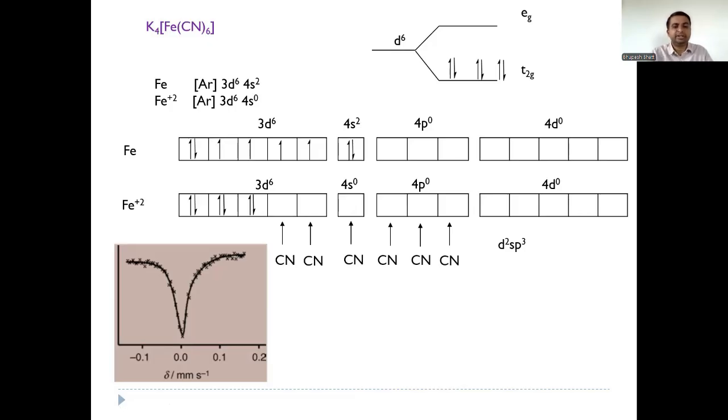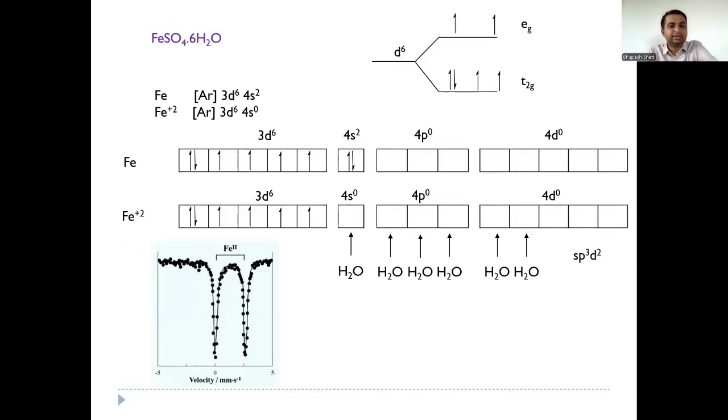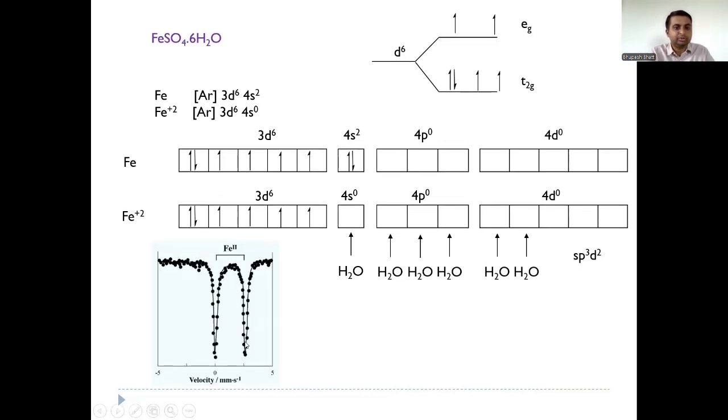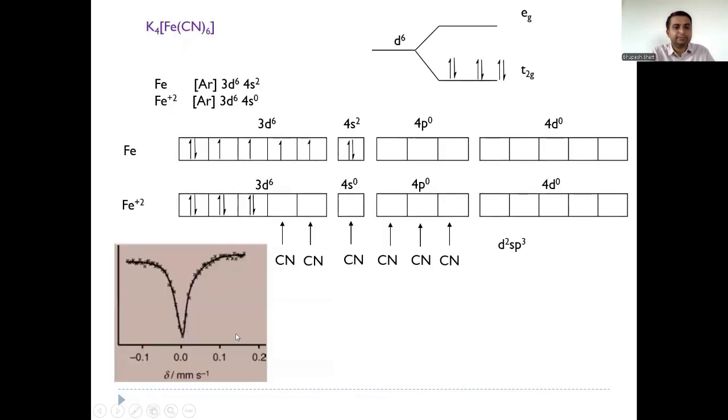Though it is a Fe plus 2. See, in the earlier case, Fe plus 2 is having two signals over here. You can see that this is also Fe plus 2, but it is having two signals. But in this case, Fe plus 2 is having one signal.